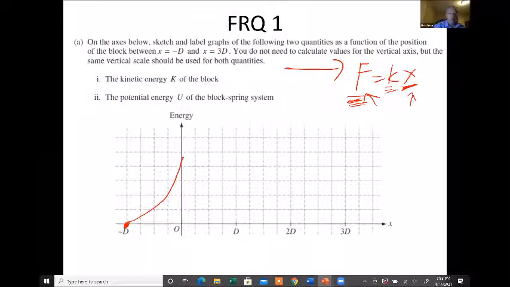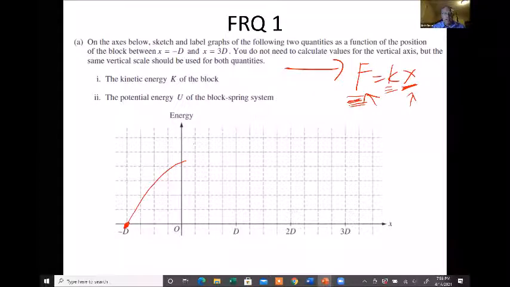Wait a minute, that's not right. What did I do wrong there? Should it be a concave up or a concave down parabola? Concave down. Should be concave down, right? It should look something more like that.